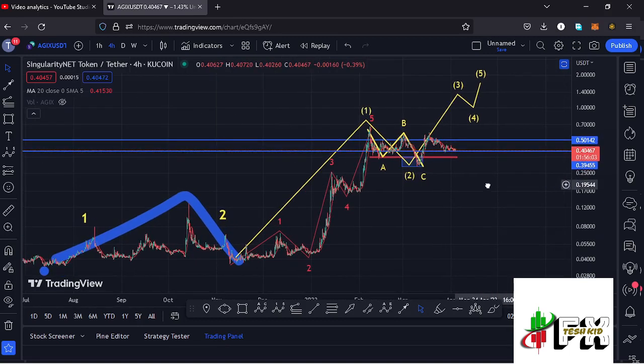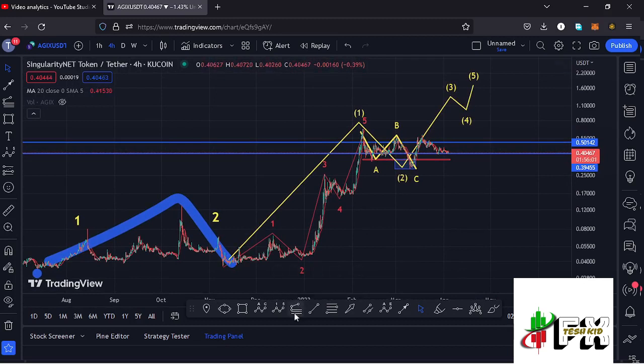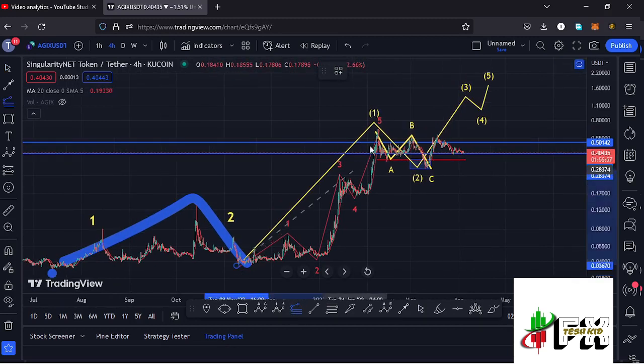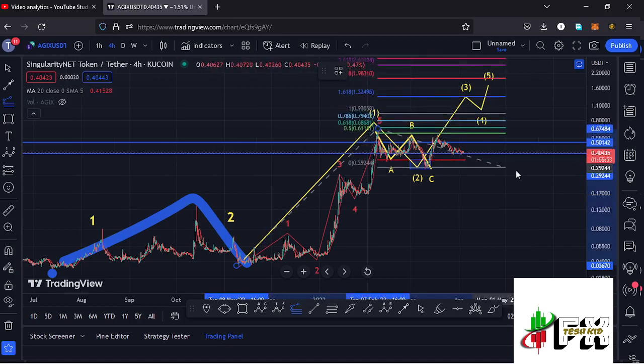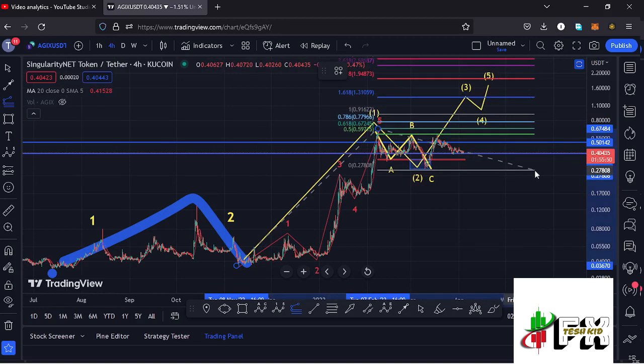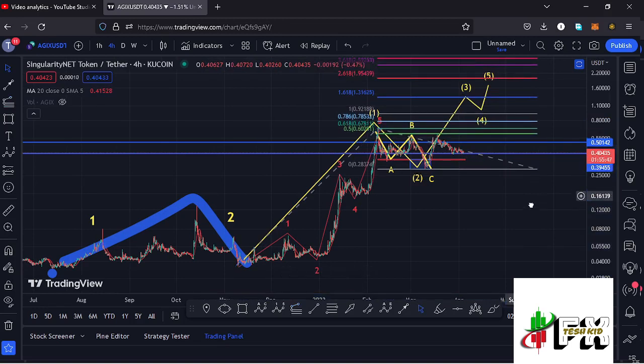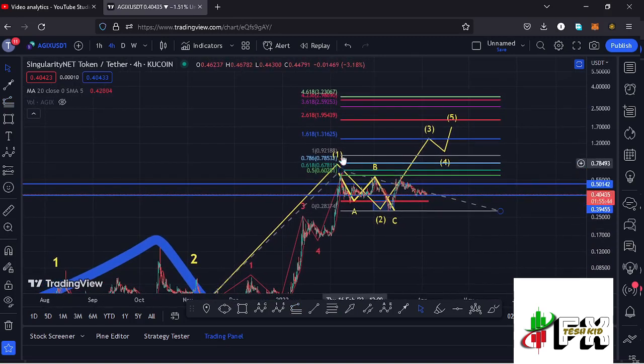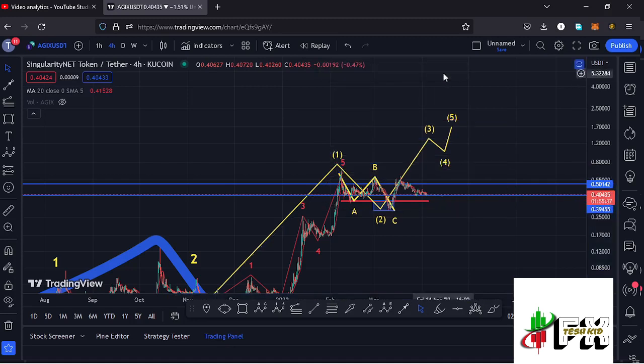Allow me to first sketch out a target area in the formation of that wave 3 using a trend-based Fibonacci, connecting it from the low of the first wave to the high of that wave 1, then dragging the fibs to the low of the second wave, and that now gives me a target area in the formation of that wave 3 at the fib level 1.618, and that is at around the $1.31625 mark, and that is the minimum that I'm expecting that wave 3 to the upper side to do.